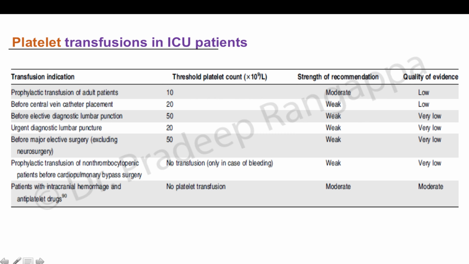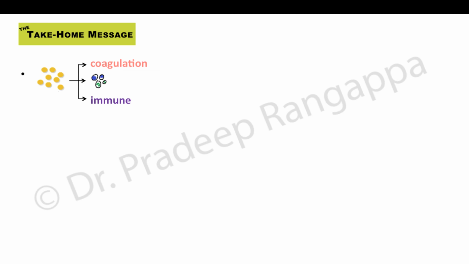I think for all practical reasons in intensive care, we consider 50 as a ballpark, and we want the platelet count to be a little more than 50 before doing any major procedure. But for CVC, it says 20,000. And before major elective surgery, I think all of us are clear, it is 50,000. And for prophylactic transfusion in non-thrombocytopenic patients before bypass, they say there's no need for any transfusion. And intracranial hemorrhage due to platelet transfusion is not found to be helpful. So these are the recommendations that have come out in hematology journals.